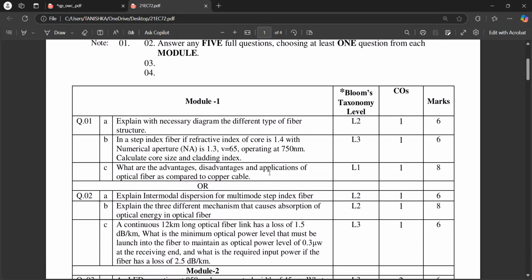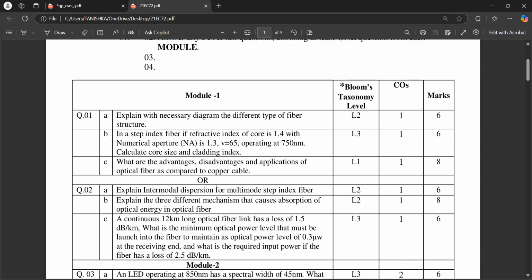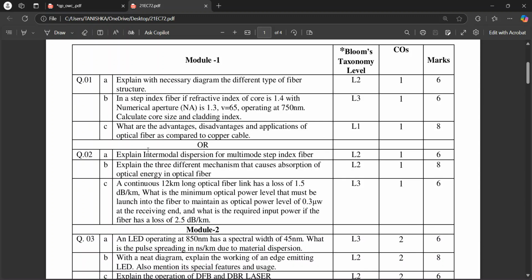Okay. So questions from the model question paper. These are important questions. In module one, explain with the necessary diagram the different types of fiber structure. This is an important question, and also the advantages, disadvantages, and applications of optical fiber as compared to copper cable. This is also an important question, and in module 1 you will get numerical problems, so please study numerical problems from module 1 also. Then explain intermodal dispersion for multimode step index fiber, and explain three different mechanisms that cause absorption of optical energy in optical fiber, and one more numerical problem.